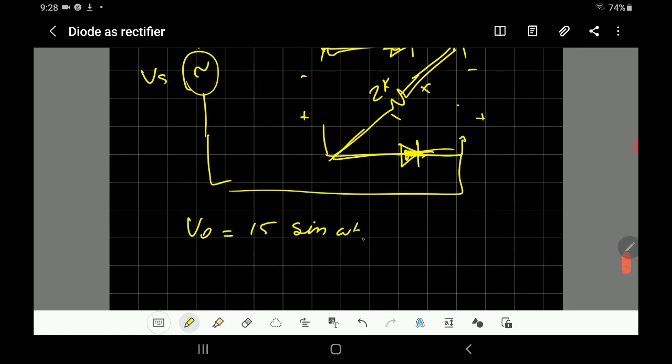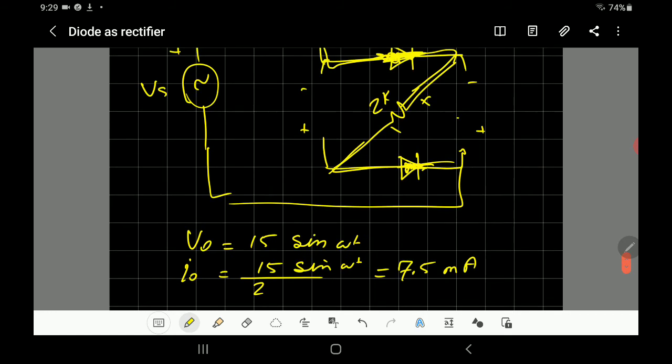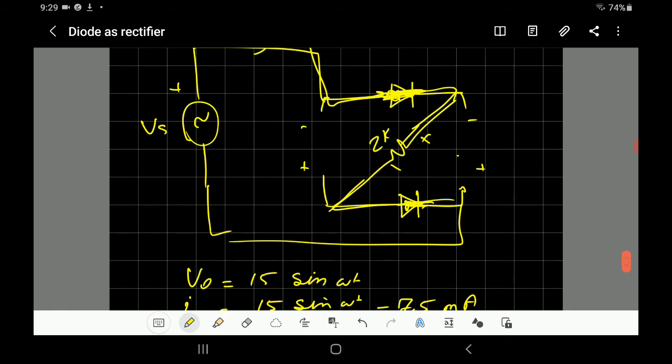And the current in the load will be equal to 15 sine omega t divided by 2 kilo ohm, which is equal to 7.5 milliampere. That will be the voltage and the current. And the same thing, you can do when you flip the supply.